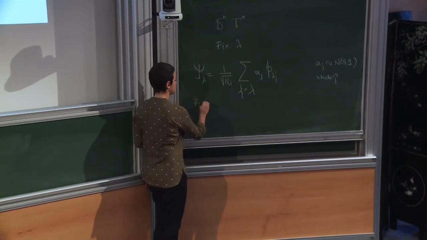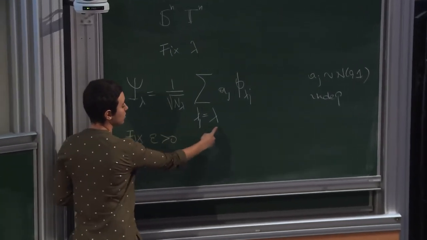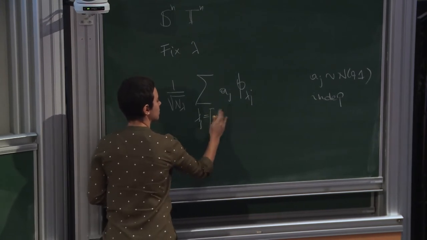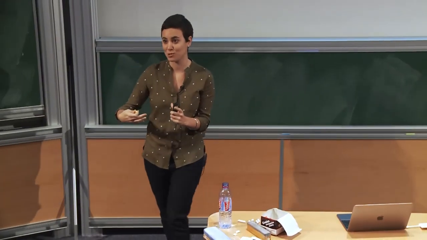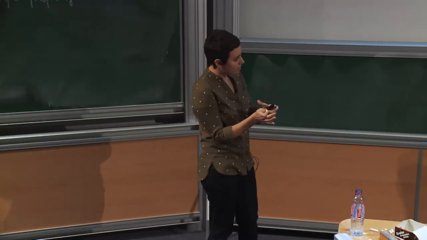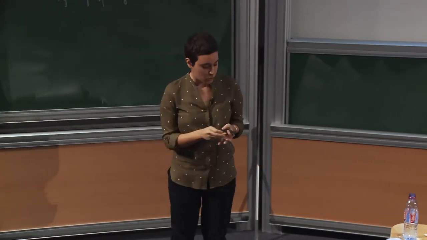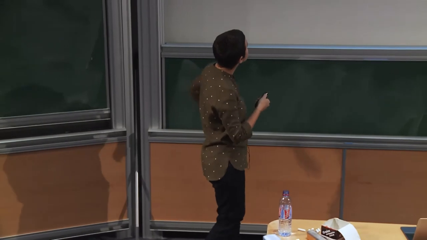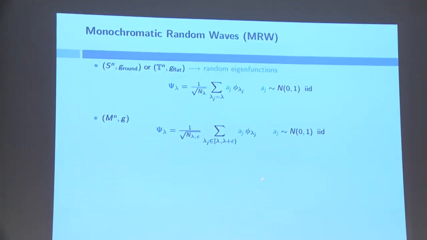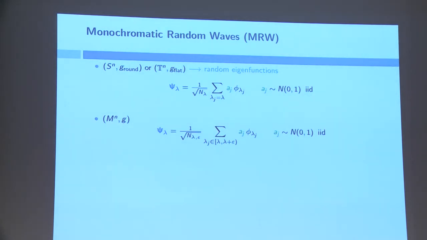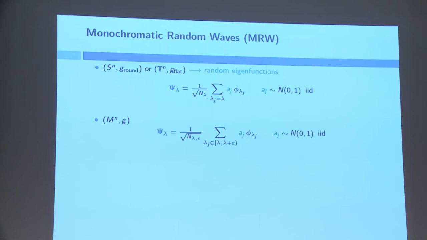So one thing that you can do is to fix an epsilon, and instead of working with frequencies that are exactly equal to lambda, you can work with frequencies that are in a window from lambda to lambda plus epsilon. So what you're doing is you're incorporating more eigenfunctions to your random linear combination mix by working now with a window from lambda to lambda plus epsilon. What you get when you work with these random linear combinations is a function that has a frequency concentrated near the lambda that you pick, but it's no longer an eigenfunction, right? I'm mixing different eigenspaces. I'm mixing frequencies from lambda to lambda plus epsilon. So that's one of the things that you have to keep in mind from now on.